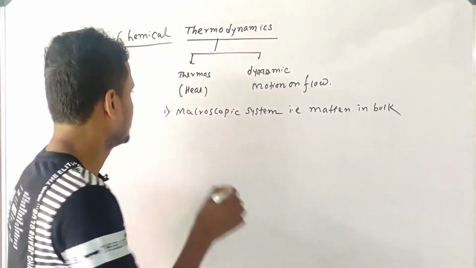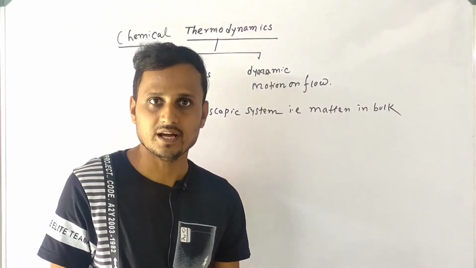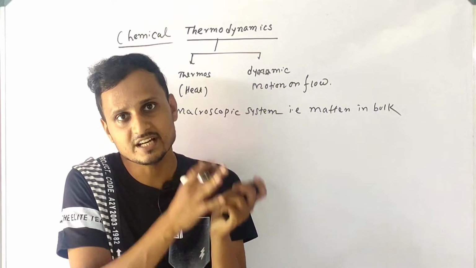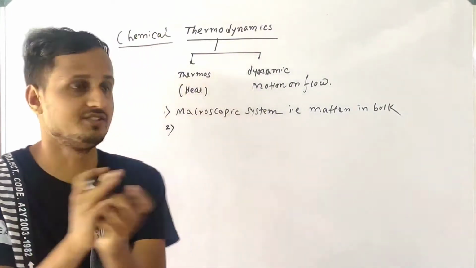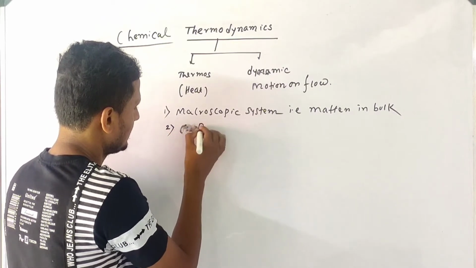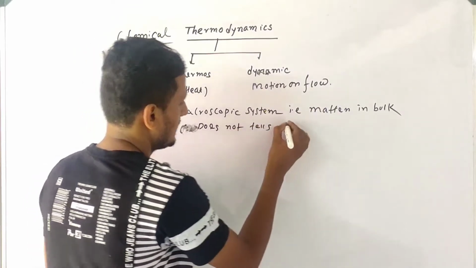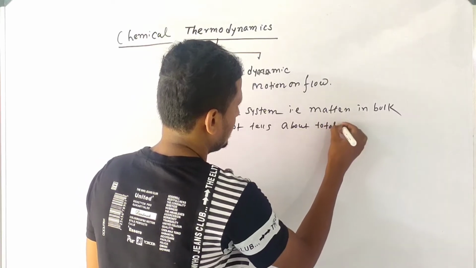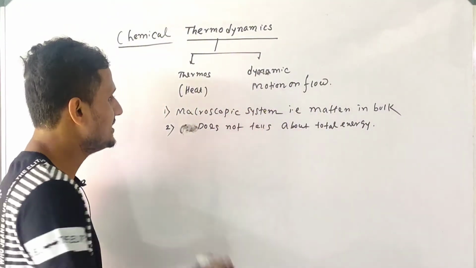Next, thermodynamics does not tell you about the total energy of the system. It will tell you how the energy of the system changes. It does not tell about total energy. So these are the limitations.